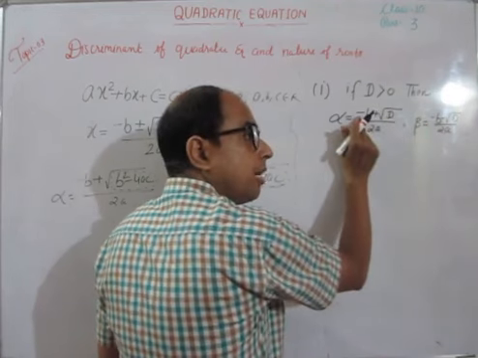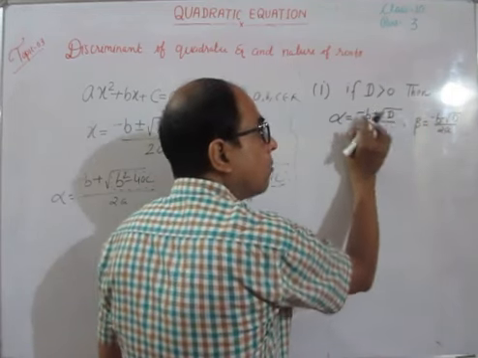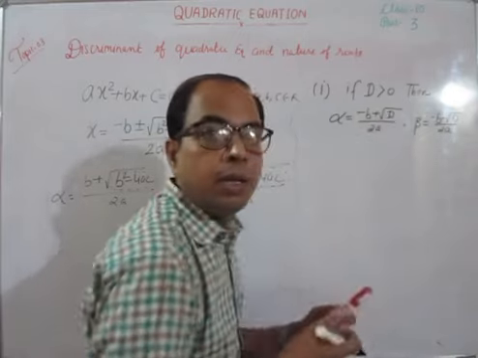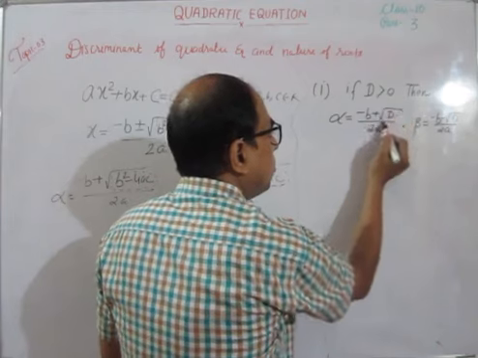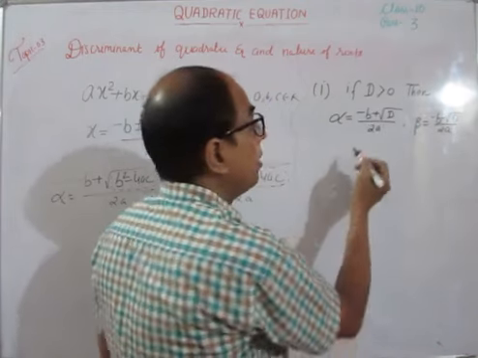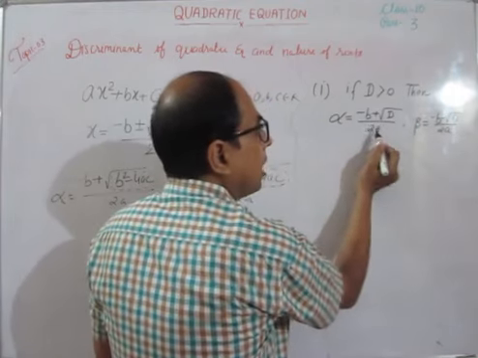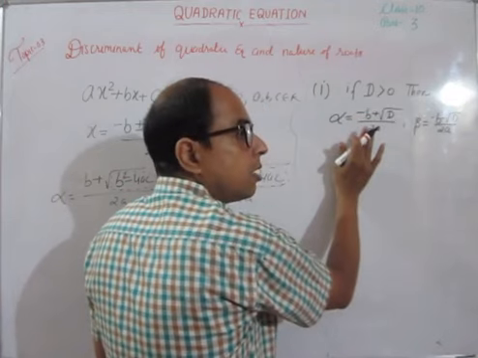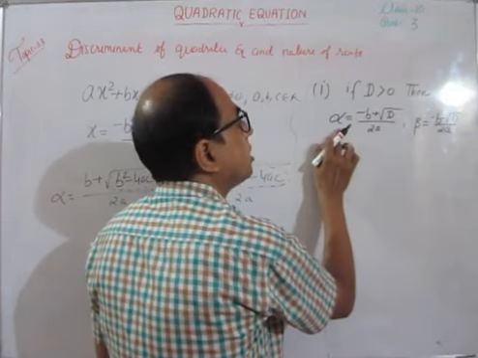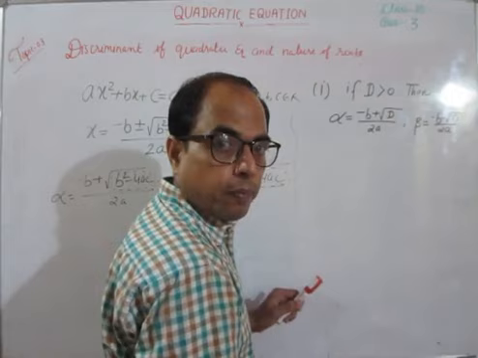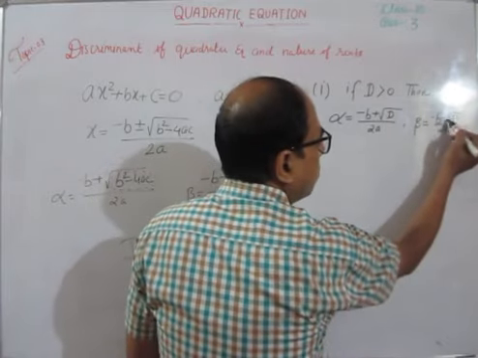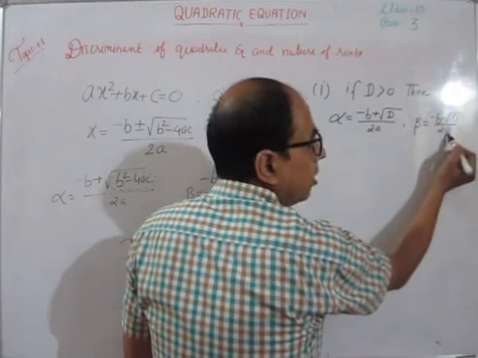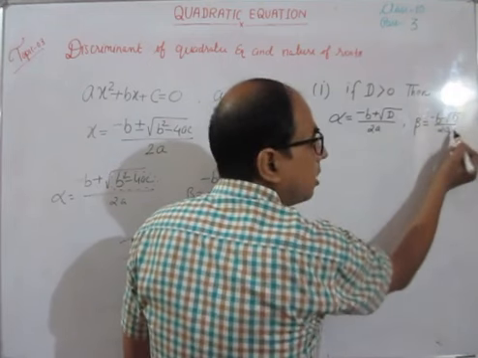B is already a real number, a is already a real number, and operations between real numbers give a real number. So we can say that alpha is a real number. Similarly here, b is real, the square root of D is real, a is also real, so this whole value will be a real number.